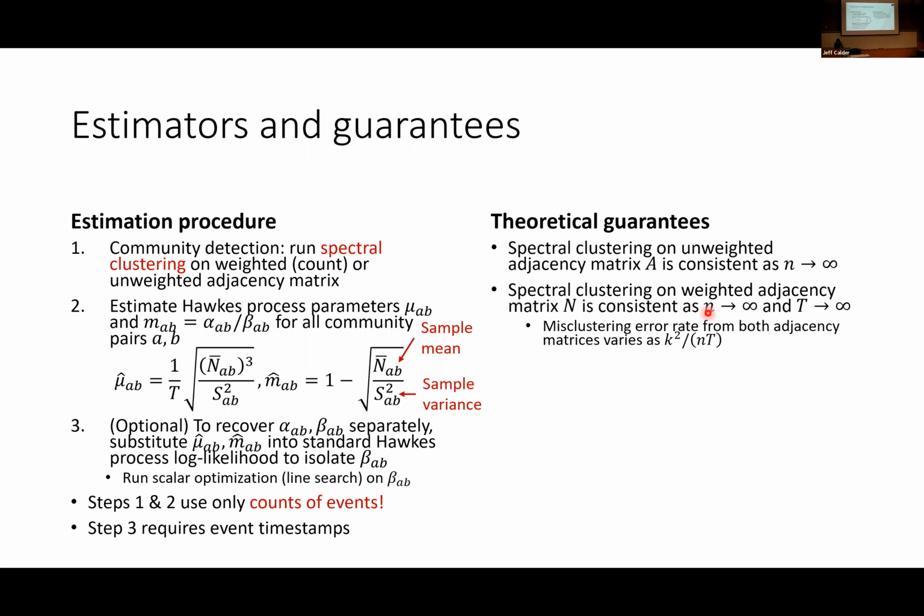The second part here, on the weighted adjacency matrix, we show that spectral clustering on that weighted adjacency matrix is consistent as both n and t go to infinity. This one requires a little bit more work because this is a count matrix, not a binary matrix. But if you find a suitable bound for the deviation of the counts from their expectation, you can then plug that into Lei and Rinaldo's proof sketch. And what we see here, the misclustering error rate from both of these adjacency matrices, for finite k, n, and t, it varies as k squared divided by n times t.